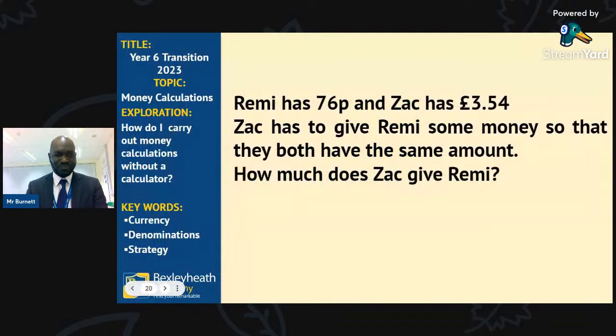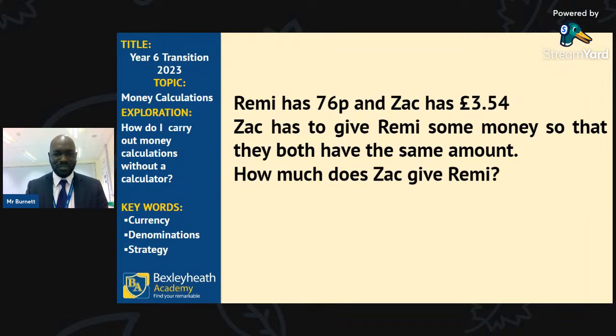Great. Now, sharing is caring. And we will move on to some questions where we share what we have. So Remy has 76p and Zach has £3.54. And what we want to do is to ask Zach to share his money with Remy so they both have the same amount. So we have to work out how much money should Zach give to Remy.